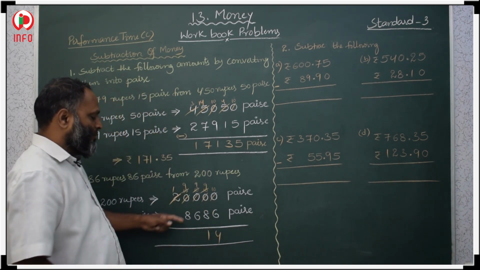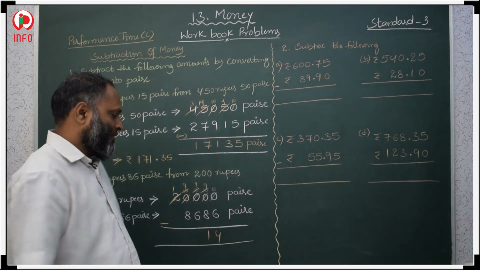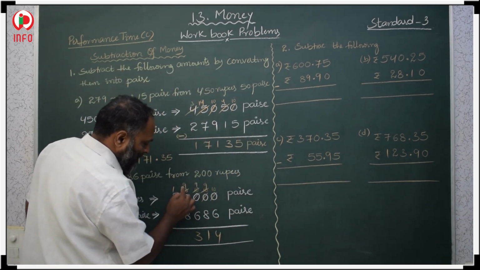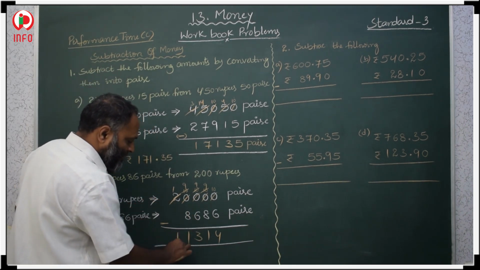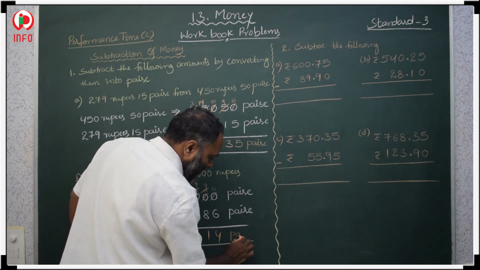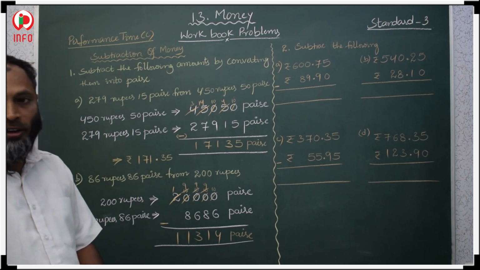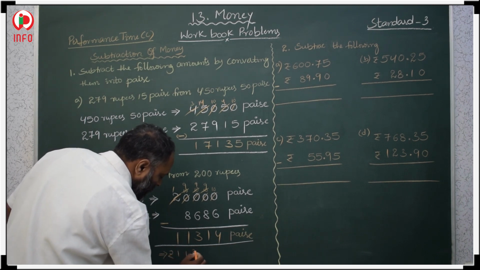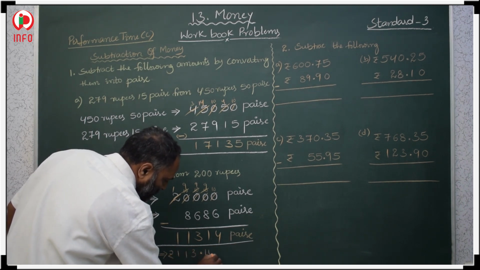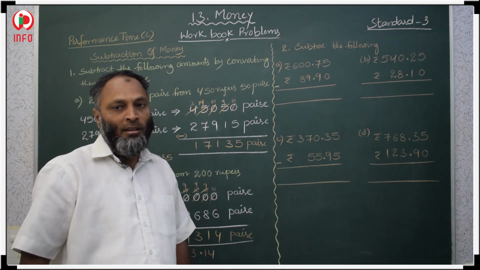So 9 minus 6 means 7 to 9 we have to count: 7, 8, 9. It is 3. 9 minus 8, consecutive numbers' difference is 1. And here 1 is left, that 1. So this is about pice. So 11,314 pice. If you convert into rupees, 1,113.14. This is in rupees, and that is in pice. Okay. So the next.